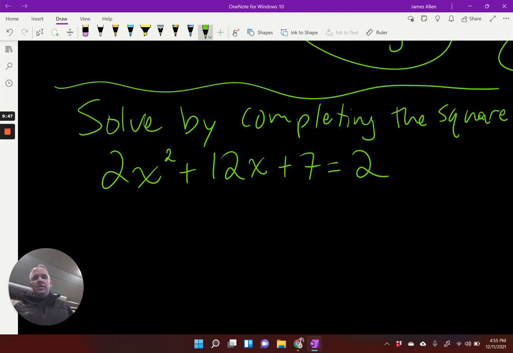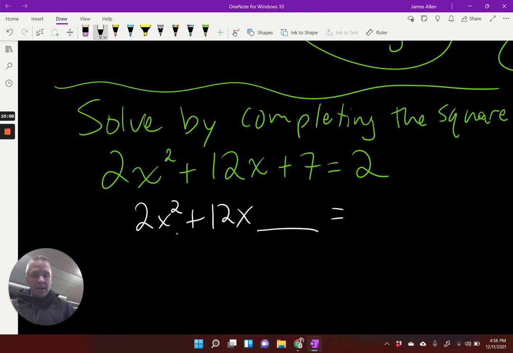All right, solve by completing the square. It's been a while, and it's going to take a little refreshing, that's for sure. So let's get down to it. First thing, I've got to get x's on one side and everything else on the other. So I'm going to have 2x squared plus 12x, leave a blank, equals -5. I subtracted 7. And we got another blank there.